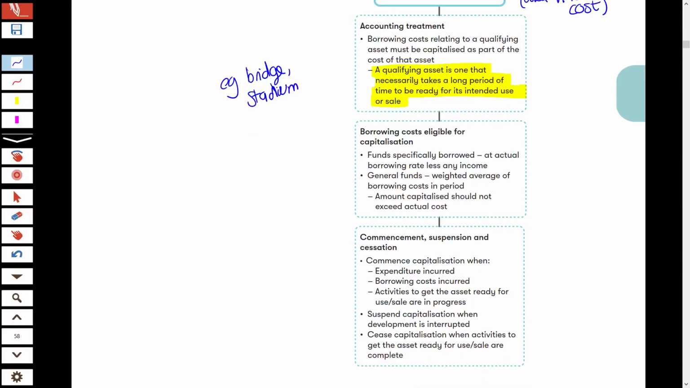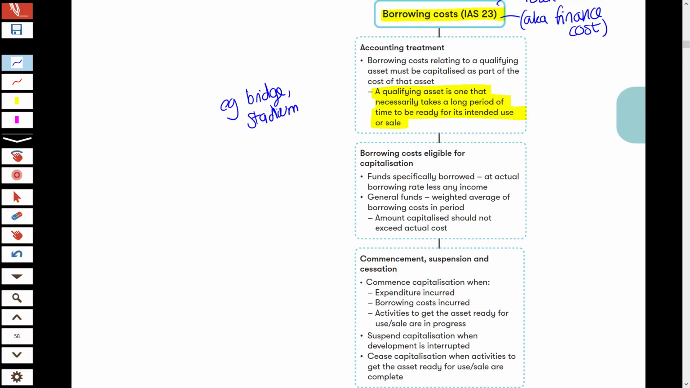Now, they can't just debit all of it. We've got to be really careful what we can. So there's certain bits you need to be aware of. Firstly, it depends what type of borrowing they have done. So if the funds have been specifically borrowed, so if they have borrowed £10 million just for that bridge, then they could capitalise the interest in relation to those borrowings, less any income.